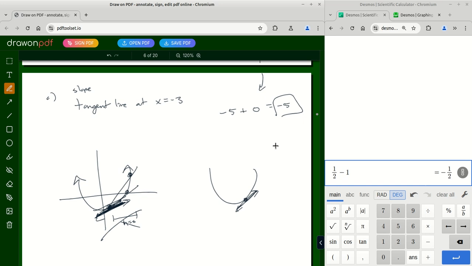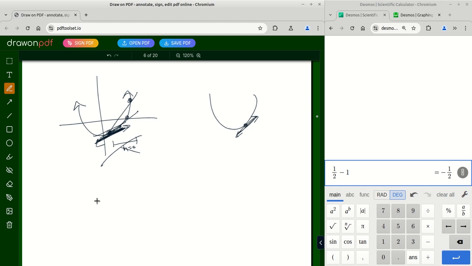Cool. So we did it. That's great. And then it says find the equation of the tangent line. This is part D, the equation of the tangent line. Eek, I didn't spell it right. That's y minus y1 equals m times x minus x1.